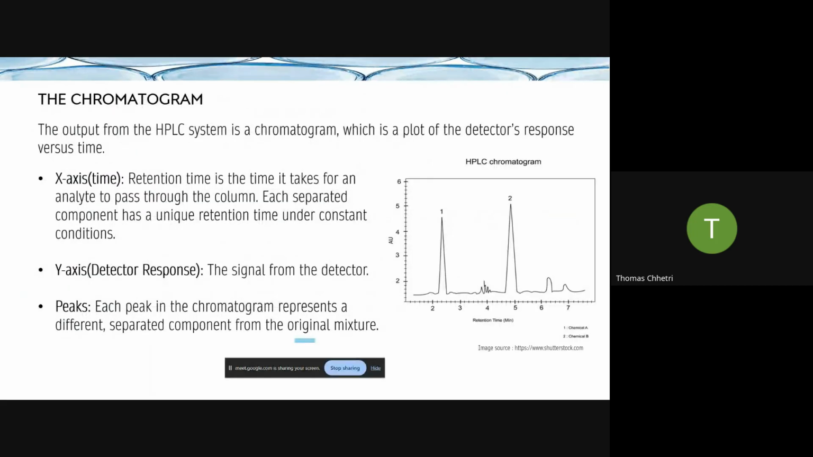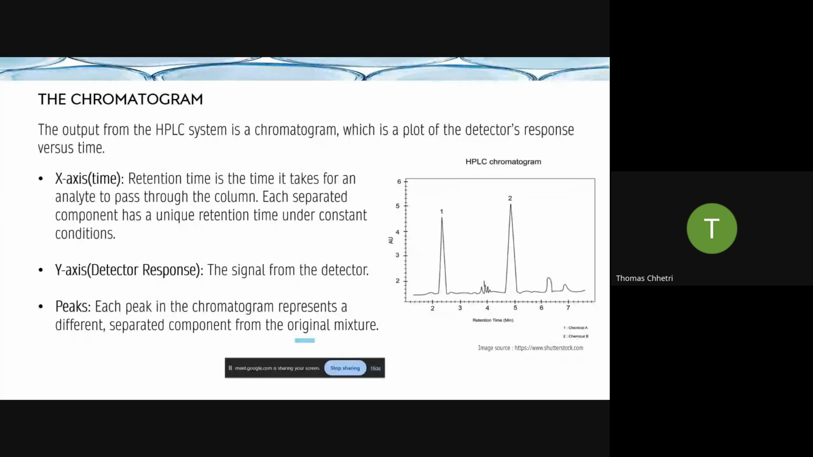Now, the data acquisition system gives us a chromatogram. So what is a chromatogram? The output from the HPLC system is a chromatogram, which is a plot of detector response versus time. The x-axis of the graph shows time, which is the retention time, which is nothing but the time it takes for the analyte to pass through the column.